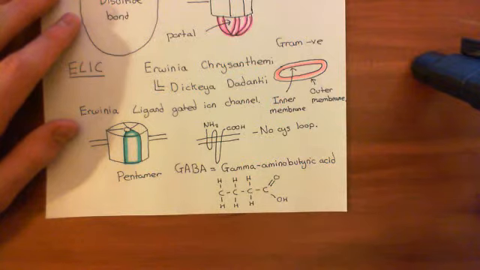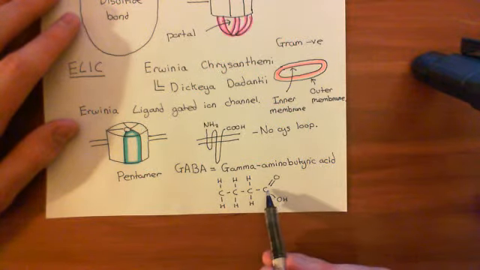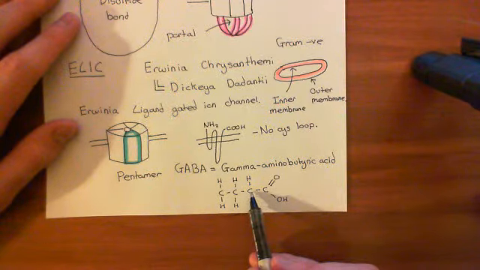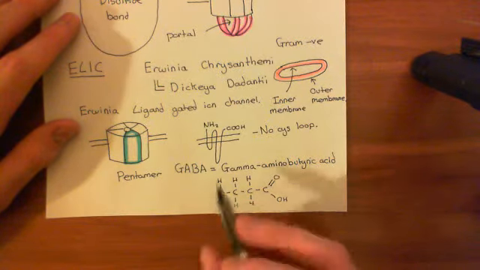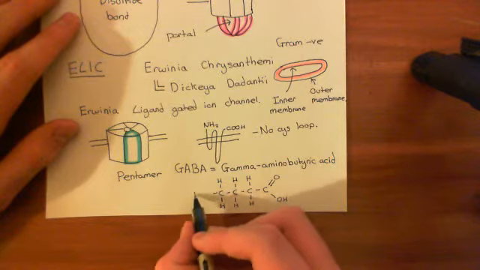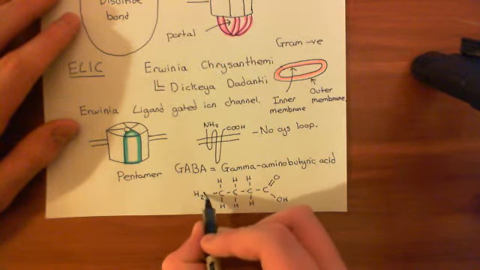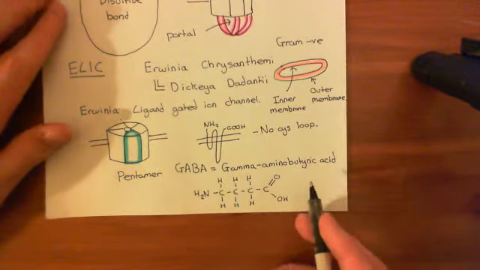So what is the gamma carbon? Well, the first carbon off the carboxylic acid group is the alpha carbon, and then you keep counting: beta, gamma. So this is the gamma carbon here. The amino group is off this gamma carbon. So this is the structure of gamma-aminobutyric acid.